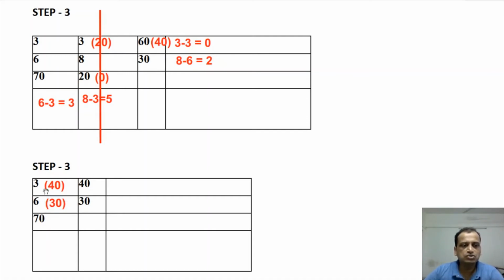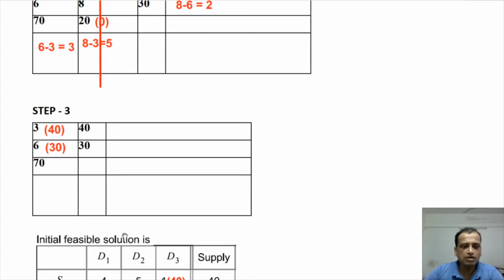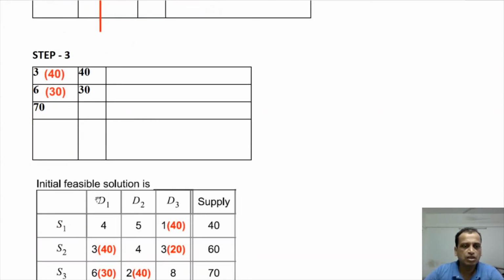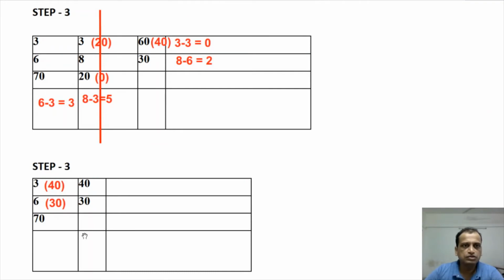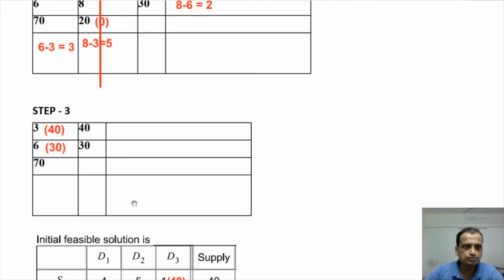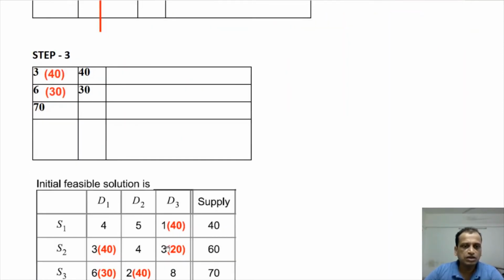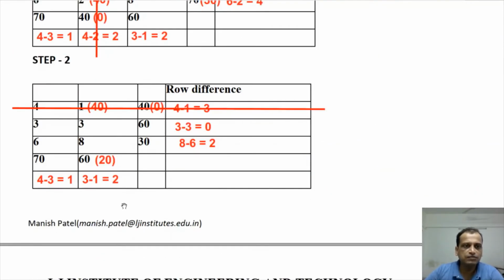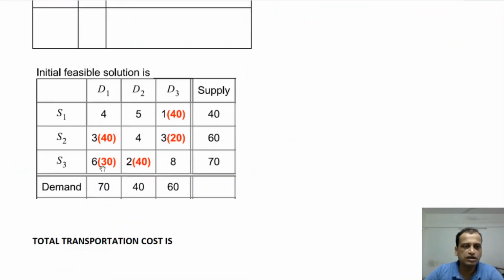So what we have understood here is we can find out initial feasible solution and we can allocate all of them. So how do we allocate? If you see here, 3 was allocated 40 units, 6 was allocated 30. If you see on the top, 3 was allocated 20, and finally if you see on the top, 1 was allocated 40. So we have allocated 40 to 1.